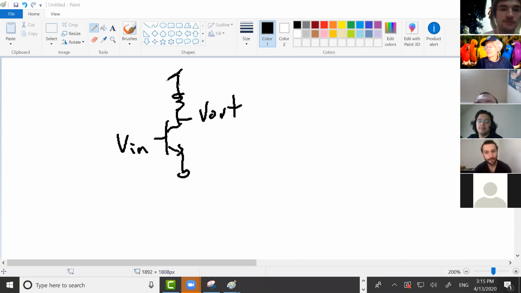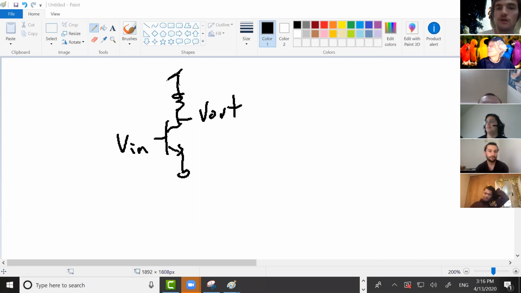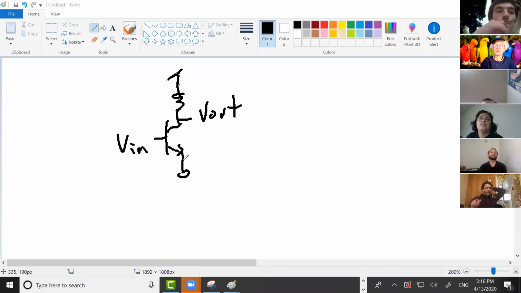Okay. So what's the circuit? This is a common emitter. Common emitter, yeah. So you look at the three terminals: base, collector, and emitter. It's not a common base because VIN's connected to the base. It's not a common collector because Vout's connected to the collector. The terminal that's left is the emitter, so this is a common emitter.